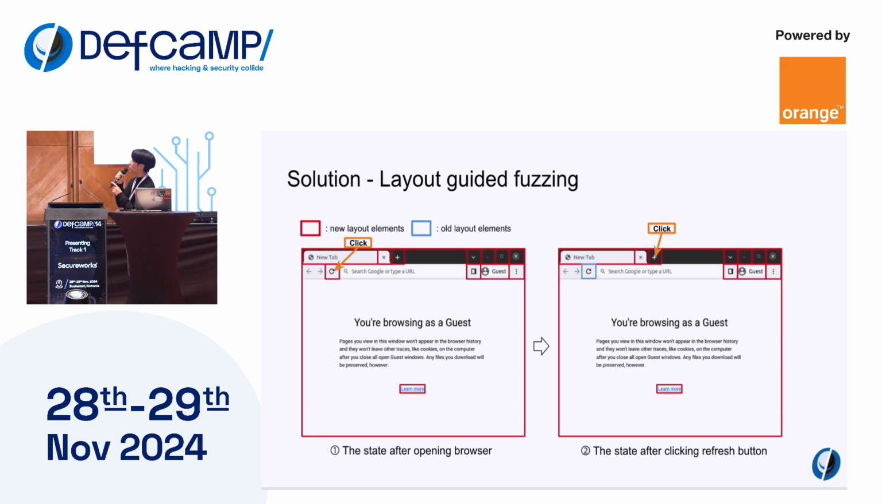You can also see in the first example, we are clicking the red box, the reload button, but it doesn't affect any layout, so we give the lower priority to the reload button. Using this technique, we don't need to restart the browser to measure code coverage, and it allows us to dive deeper into the browser state.